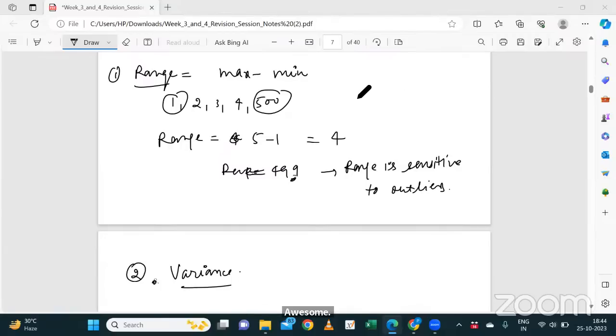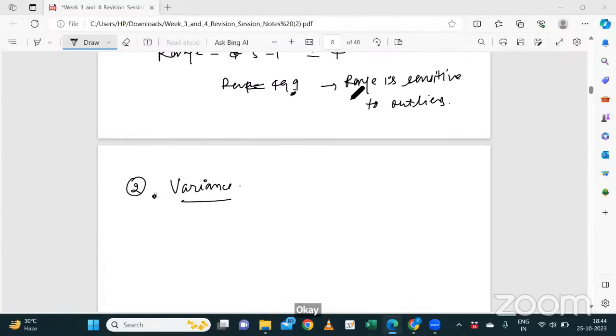So next one is the variance. Basically, in contrast to range, why are we considering variance? Because variance takes into account all the observations. It also tells you the spread, but it tells you because it takes into account all the observations.